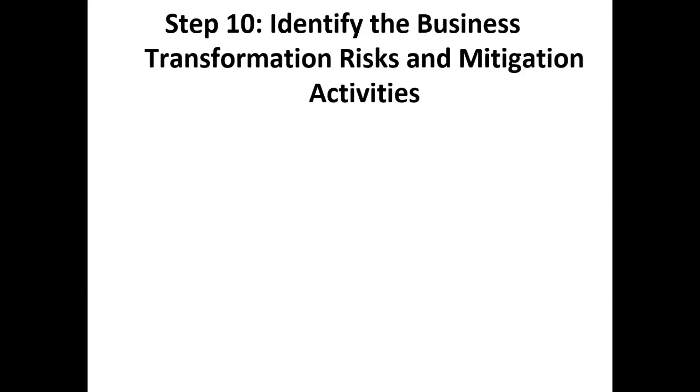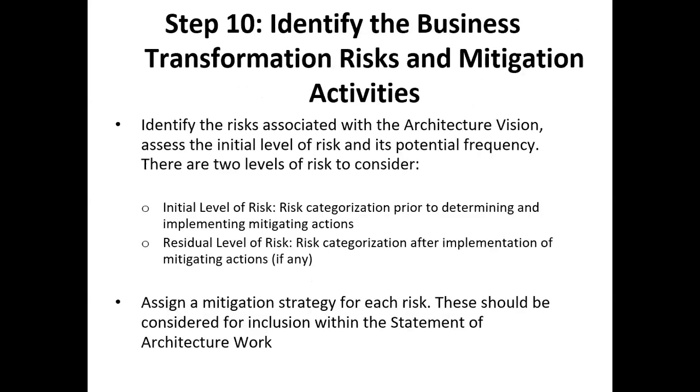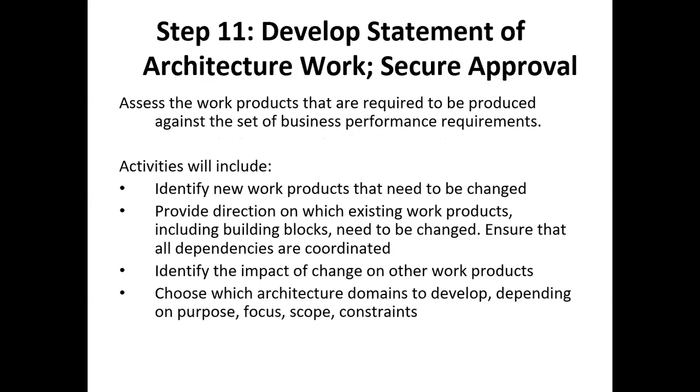Okay. Now, step number 10. Identify the business transformation risks and mitigation activities. So basically assess the risk and come up with the mitigation plan. Identify the transformation risk and the mitigation activities. Next one, step number 11. Finally, you create the statement of work and get an approval by the client.